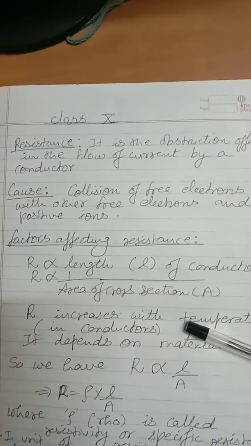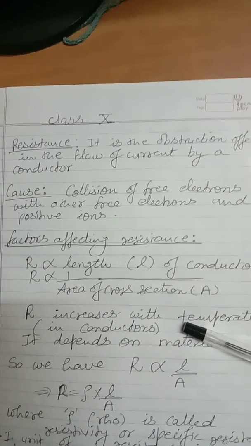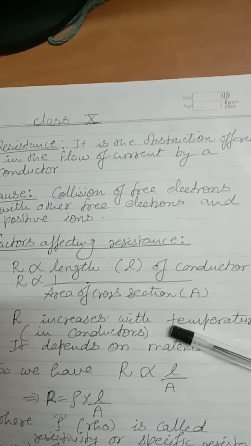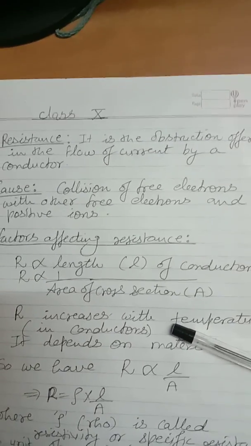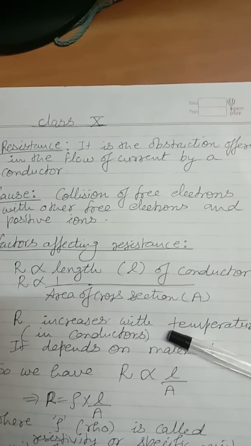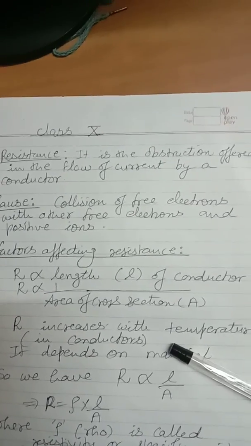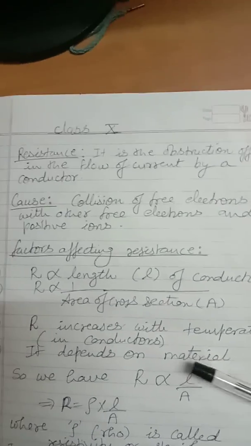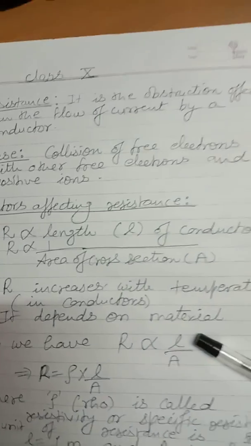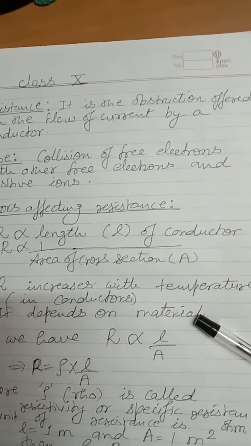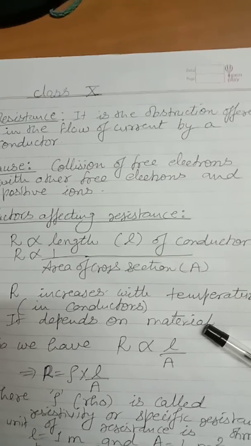Third, we say resistance increases with temperature, because when we increase the temperature, we are increasing their kinetic energy. And when the electrons are more energetic, they will move at higher velocities and they will collide more and more. And the last factor is material, because material decides how many free electrons will be there.